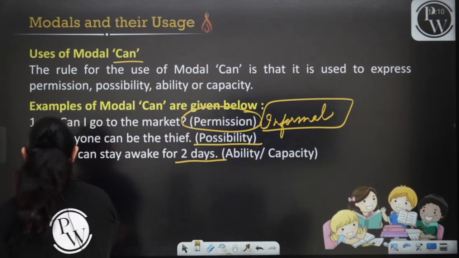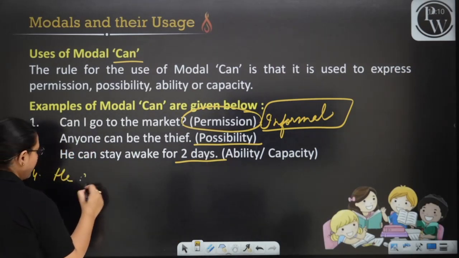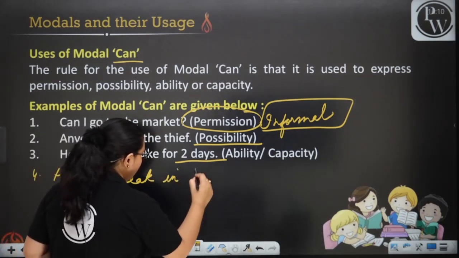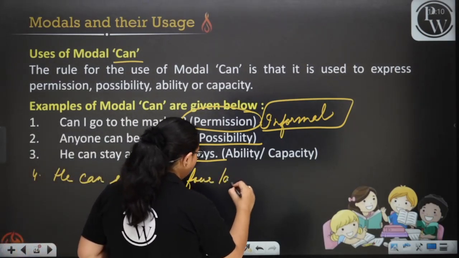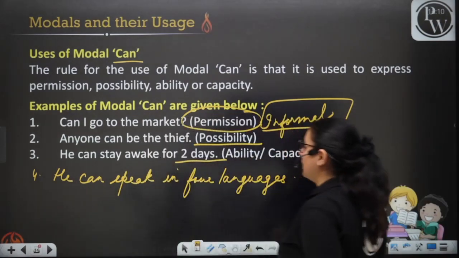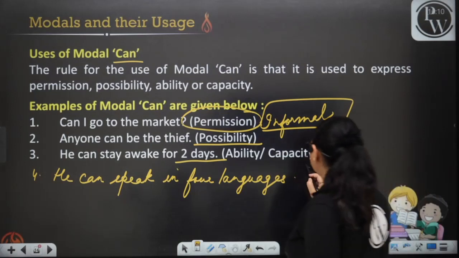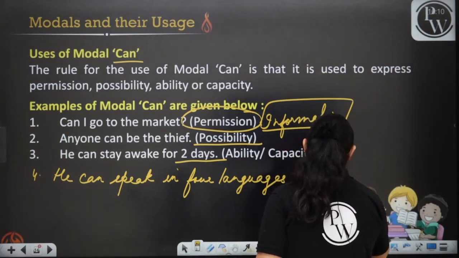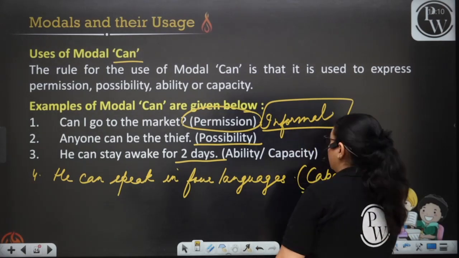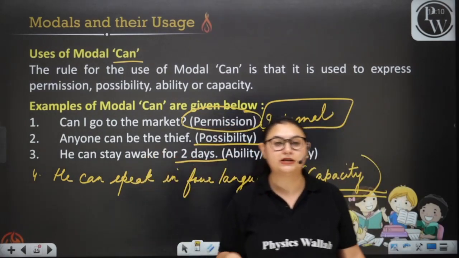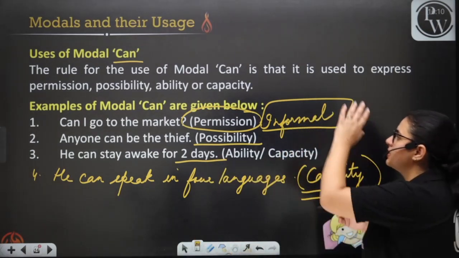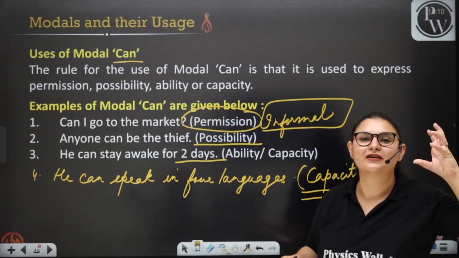This is the capacity. He can speak in 4 languages. Now, this is also a capacity. This also expresses the ability of the person doing something. He can speak in 4 languages. Now, in this case, you use can.